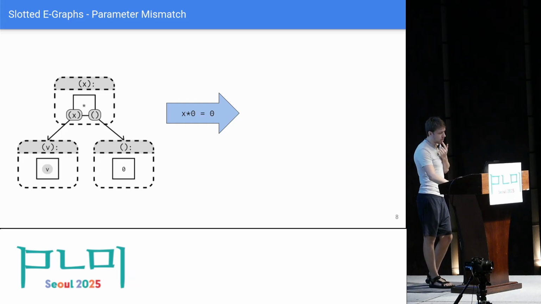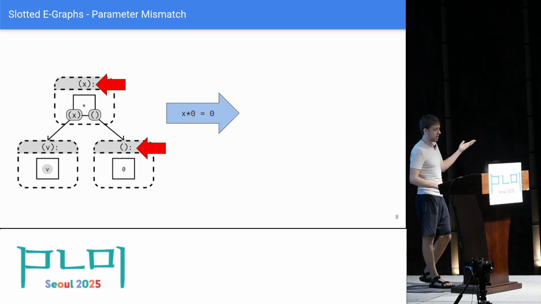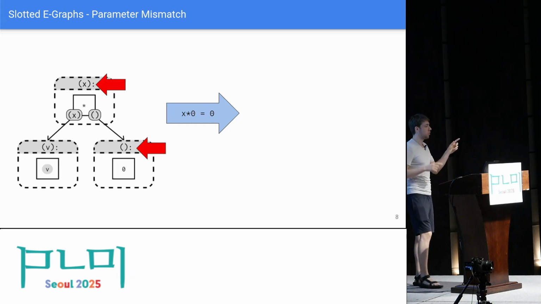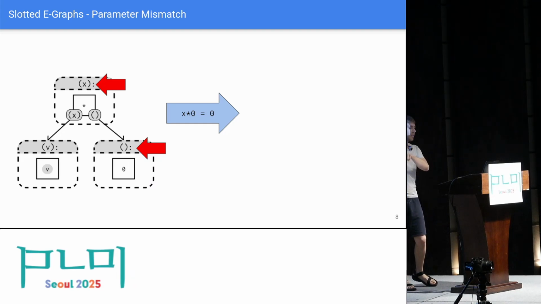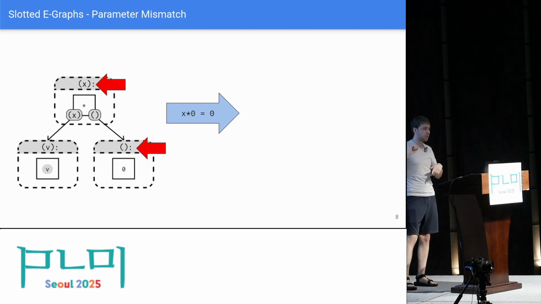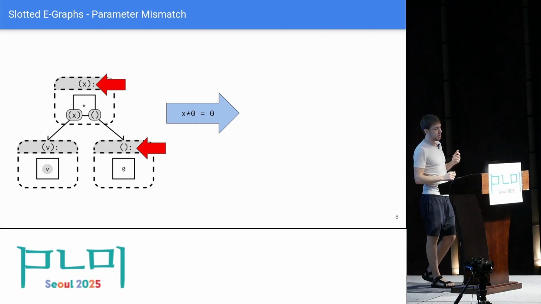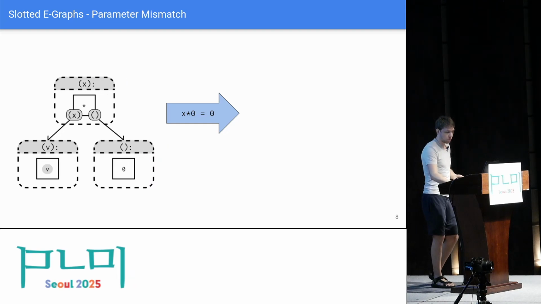But it's kind of weird because x times 0 does depend on the parameter x, but 0 does not. So we have to make a choice now. Should the final class actually depend on x or not? And we argue that because x times 0 is equal to 0, it should not actually depend on x, and it will look like this.